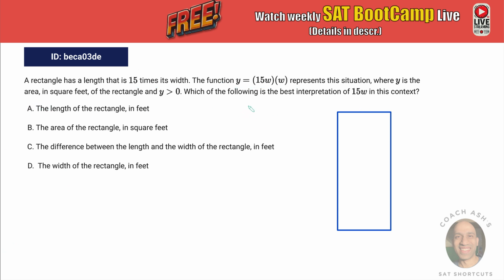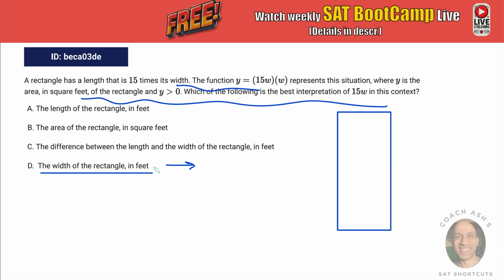Now my question for you is, what is the width of the rectangle? What is the variable here? Whatever is given to you, what's the width of the rectangle? So post your answers and let's see if you got it.